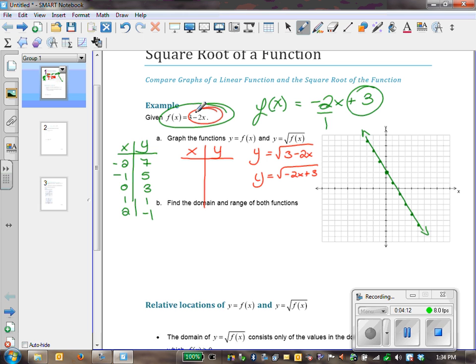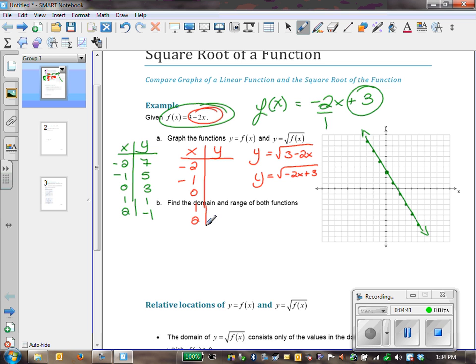Okay? So here's the dealio. f of x, what else can we call it? Y. So what are we going to be square rooting on our table of values? Just the y values, not the x values. So my x values: negative 2, negative 1, 0, 1, 2. Now we're going to square root some stuff.